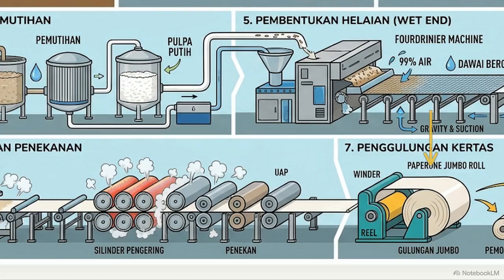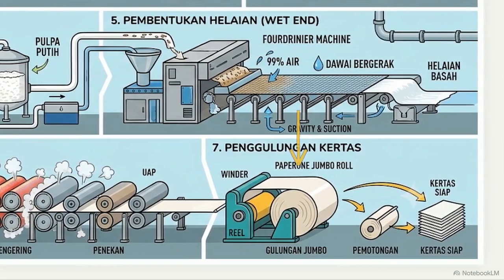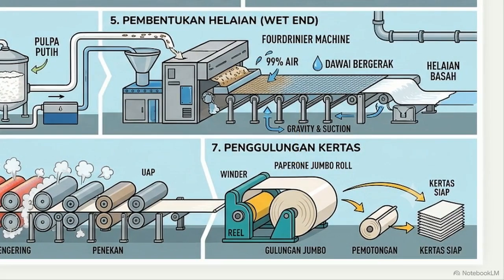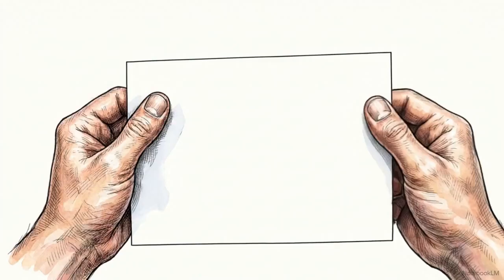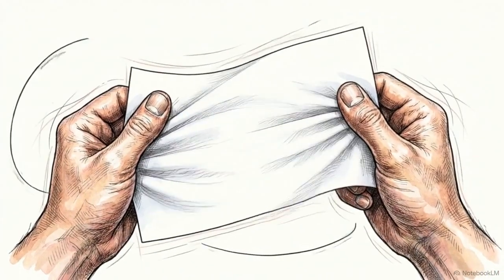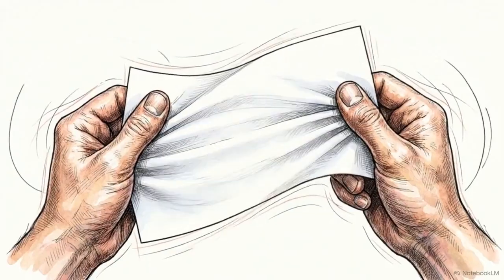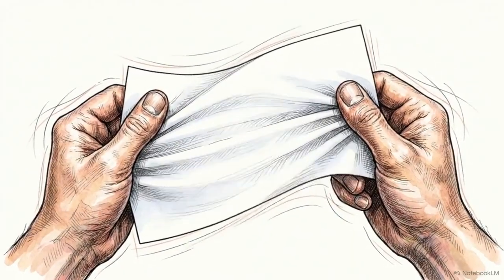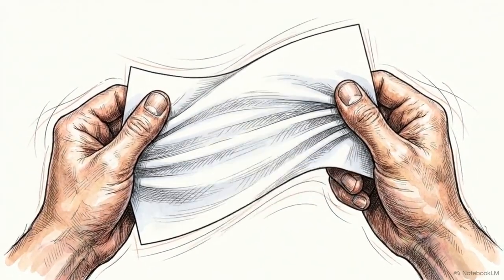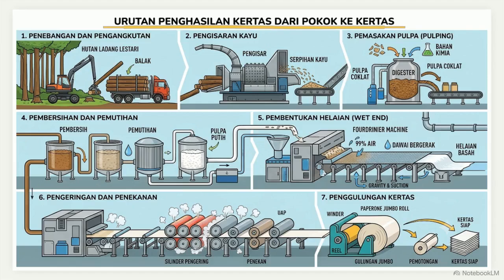Finally, in step 7, miles of paper spool onto jumbo rolls before being cut into individual sheets. Successfully extracting that water at high speeds provides the paper with its structural integrity, resulting in a material that is both thin and durable. Looking at the complete sequence, the flow is uninterrupted. Raw wood is dissolved chemically, flushed with water, and then pressed dry.